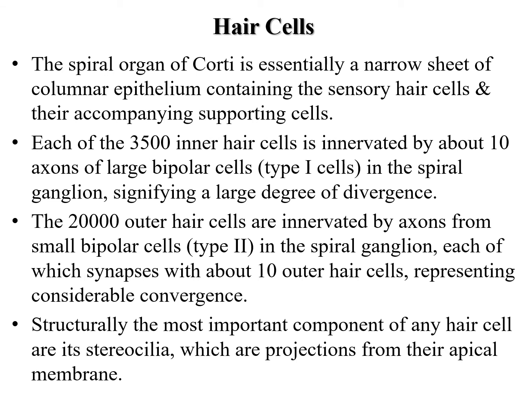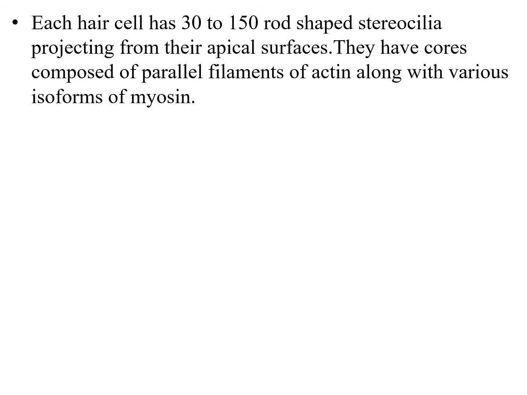Structurally, the most important component of any hair cell, whether it is outer or inner, is its stereocilia, which are the projections from the apical membrane. Stereo means it has the ability to move, and it is a cilia, and they project from the apical membrane of each hair cell. Each hair cell has about 30 to 150 rod-shaped stereocilia projecting from its apical surface.